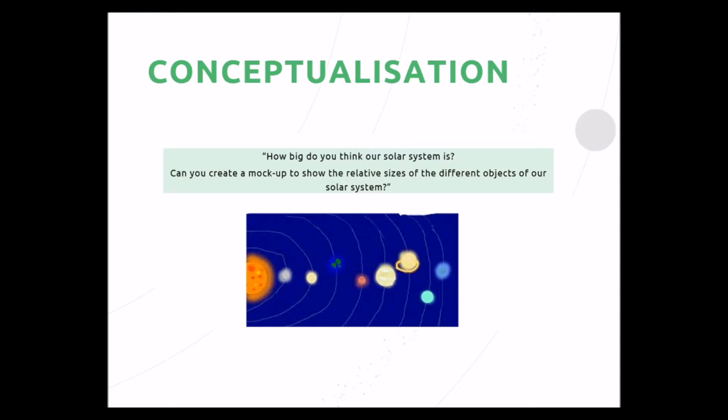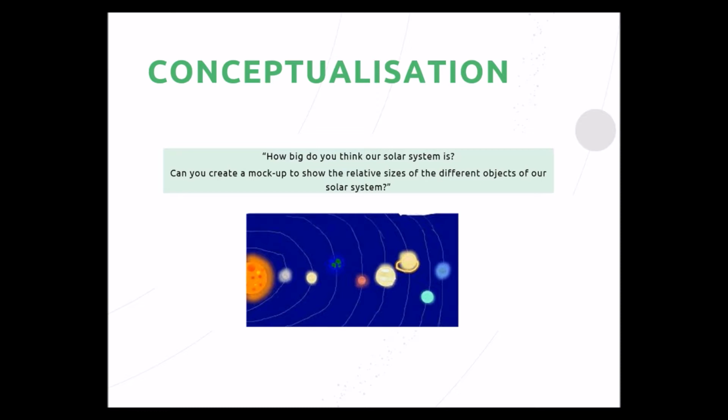So you can ask them things like how big do they think the solar system is, how big are the planets, how far away from each other, and you can even get them to create a mock-up to get a first idea of what they have in their minds on the relative size of the planets and on the different distances between them. And you're going to use this mock-up later on to compare it with what they found and check if their initial conception was right or wrong.